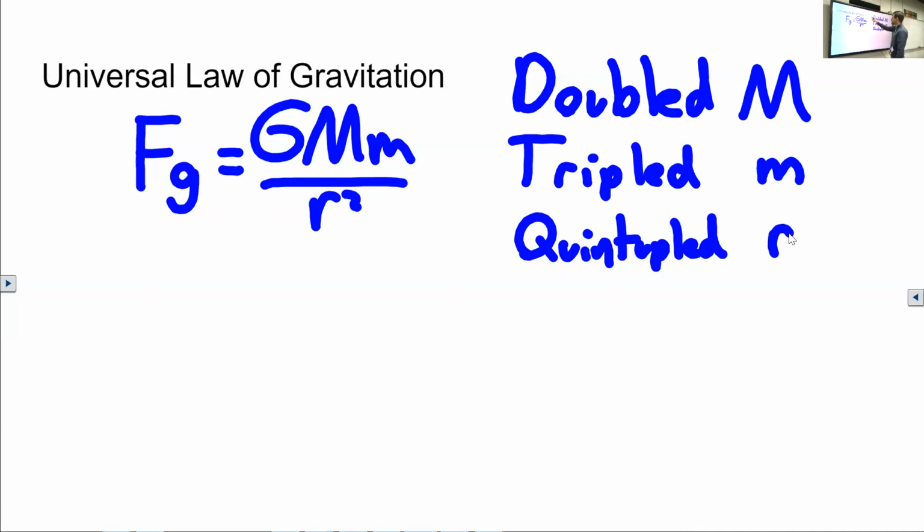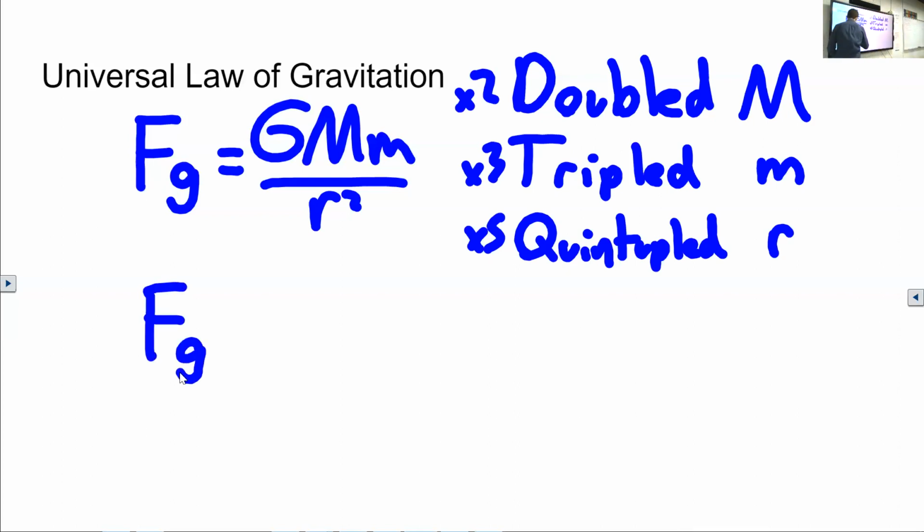Okay, so that's times 2, times 3, and times 5. If I made all those changes, what would happen to my force? What number would I have to multiply it by in order to actually get the correct answer now? Normally they don't give you a lot of numbers. They don't ask you to plug in the different masses, but they do want you to show how all of these would change.